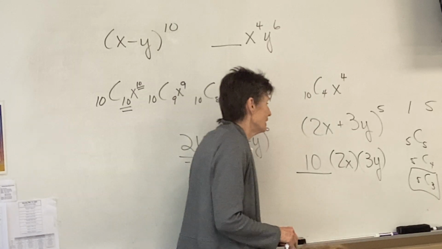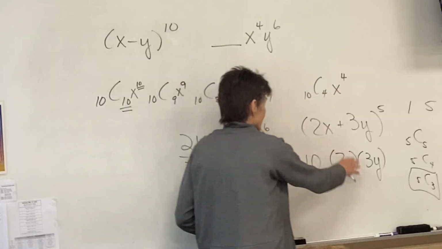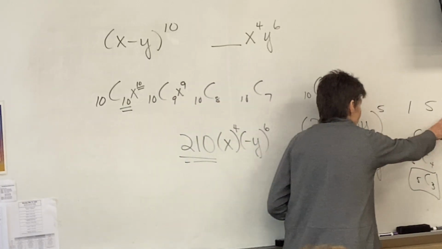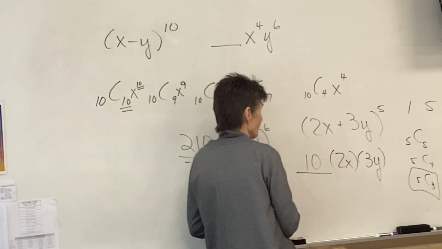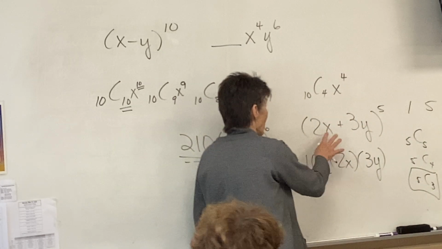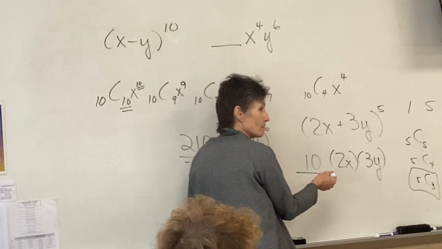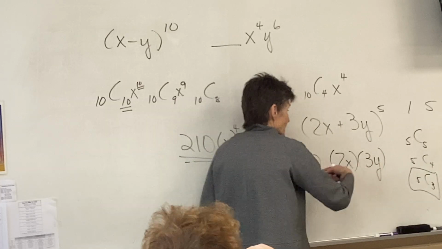Now, what else do I need? I have my coefficient, whether I got it from the triangle or from the combination numbers. I know I've got a 2x and a 3y. What's missing?